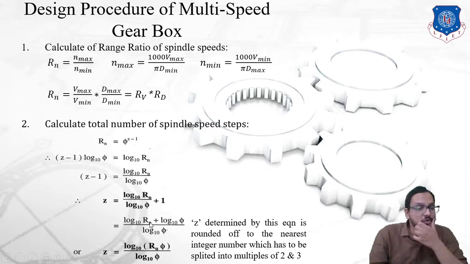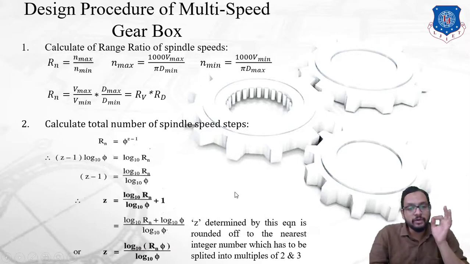Now you can see over here log Rn to the base 10 plus log phi to the base 10. So can we apply the log rule of addition? The sum is going to convert into a product. So over here you can see Z is equal to log (Rn times phi) to the base 10 upon log phi to the base 10. So this is a general equation to determine the number of speed steps if the range ratio is given and phi is given. By using this equation you can determine Z.